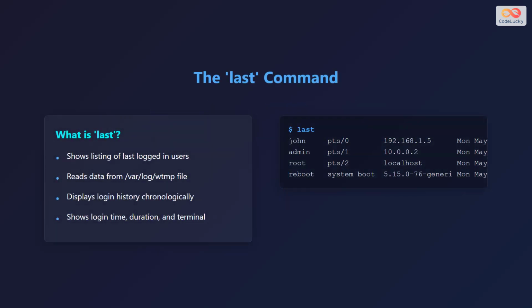The last command shows a listing of the last logged-in users on the system. It reads its data from the /var/log/wtmp file. The last command displays the login history chronologically, showing the login time, duration, and terminal used by each user. For example, if you type last in the terminal, it will display a list of users, their terminal, the IP address, and the login and logout times. If the user is still logged in, it will show still logged in.